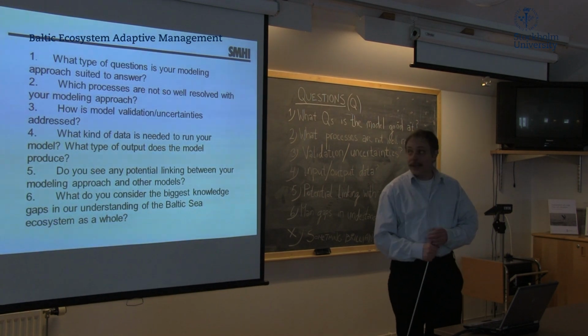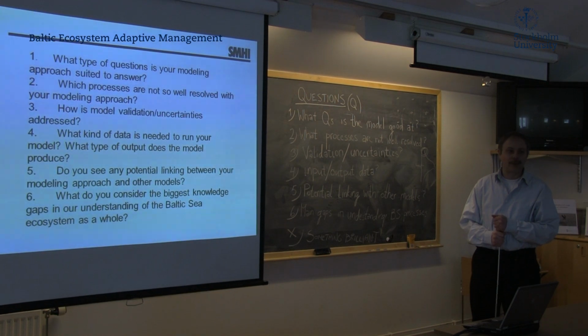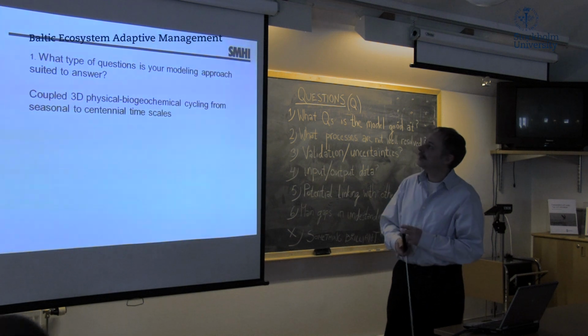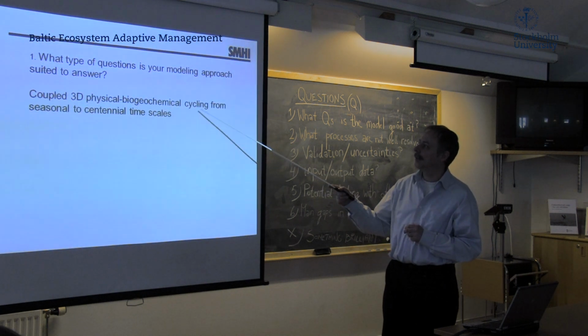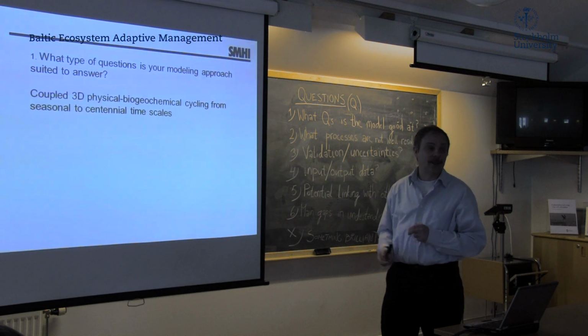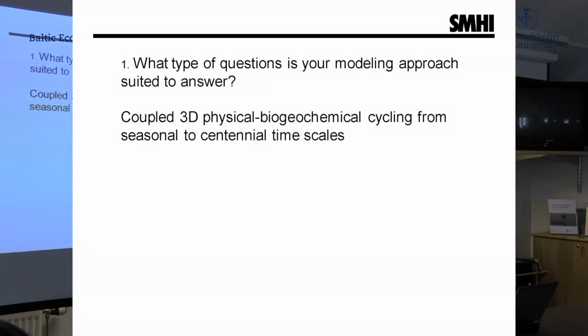So now the remaining part I would spend on my homework. What type of question is your modeling approach suited to answer? Well, coarse and large scale somehow. So the coupled three-dimensional physical biogeochemical cycling from seasonal to centennial timescales. Therefore, this kind of modeling approach is done. You might go to smaller than seasonal, say daily or so, but then it's already problematic with the forcing. It is not built for any more detailed studies of the food web or something.